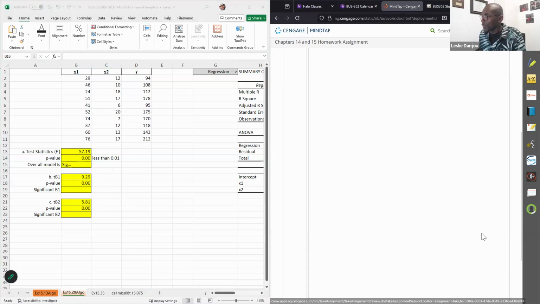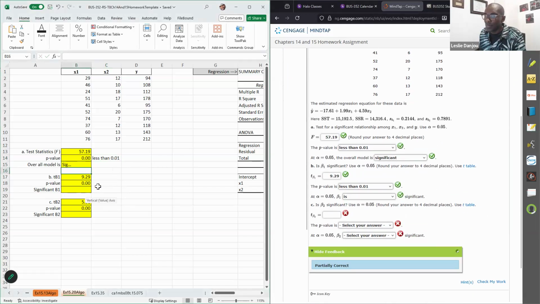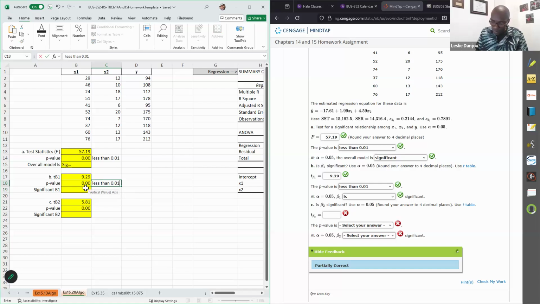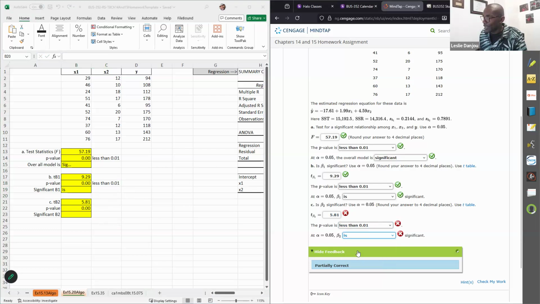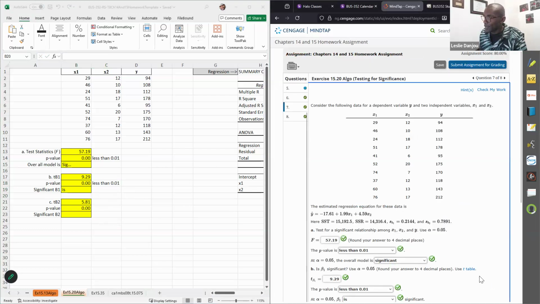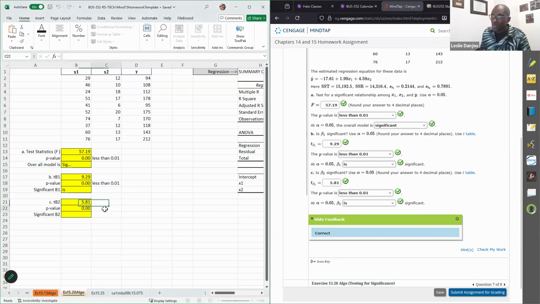So let's check, make sure that we're right. Yes, indeed. So we're going to put to the right here, actually, sorry, this is less than 0.01. And in here, we're going to put is. Same concept down here. We're going to put in our TB2. This is going to be less than 0.01, and it is significant. Outstanding. So please make sure that you have everything set up correctly.